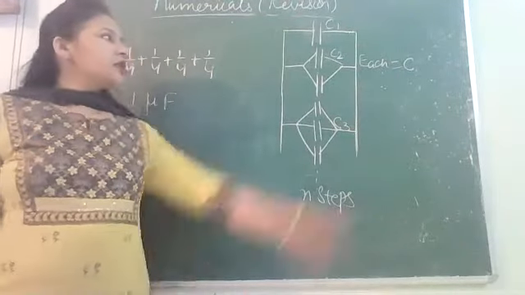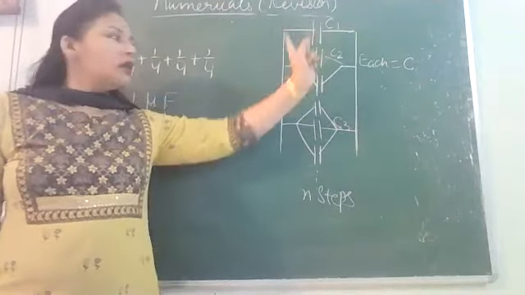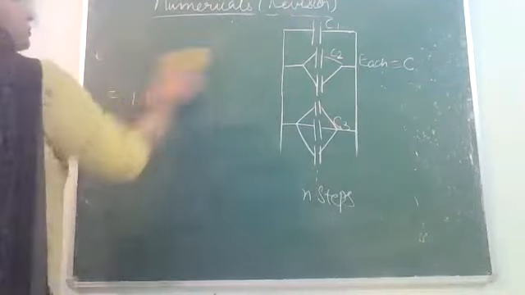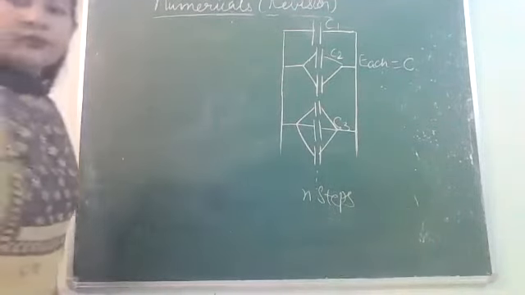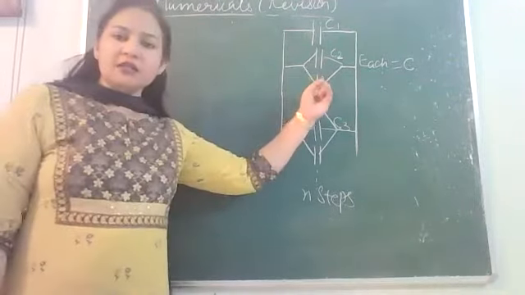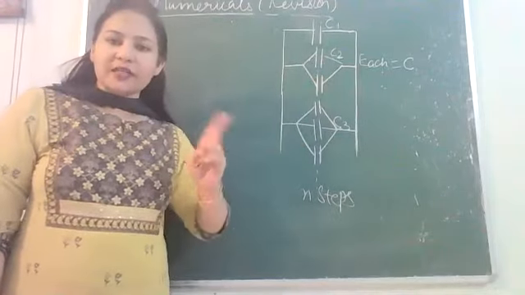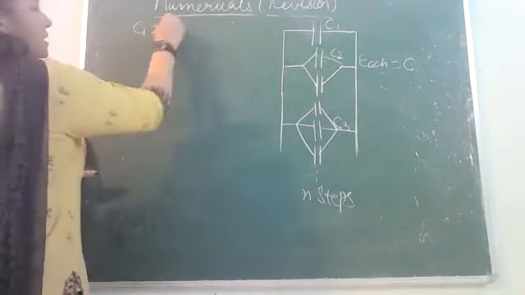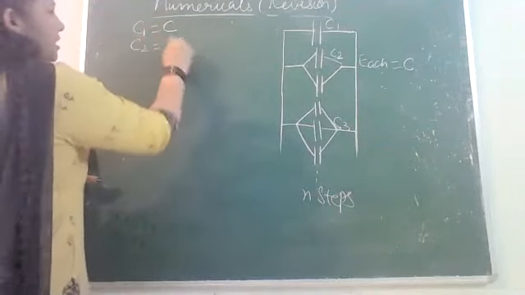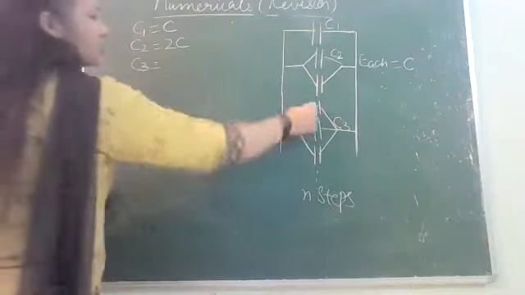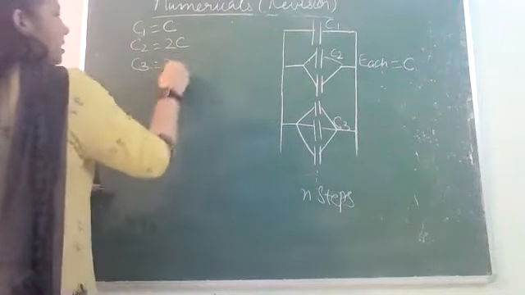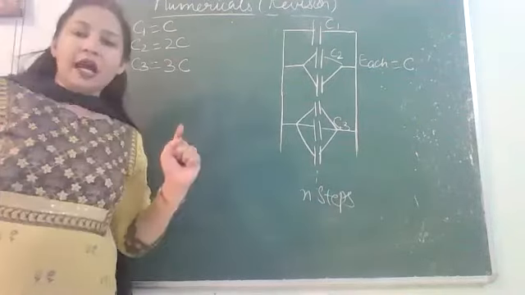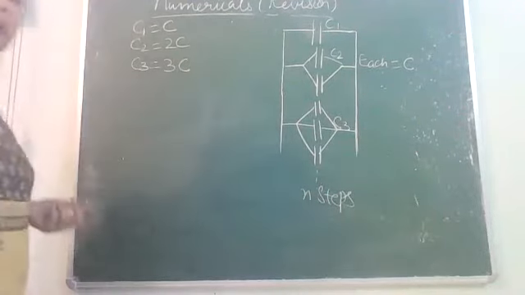Let us check what is C1 first. That is C. What is C2? We have 2 capacitors of C in parallel, so capacitance will get added up. So C2 is 2C. C1 is C. Same way in C3 we have 3 capacitors each of capacitance C, so they will get added up. So that means there are n capacitors connected in parallel.